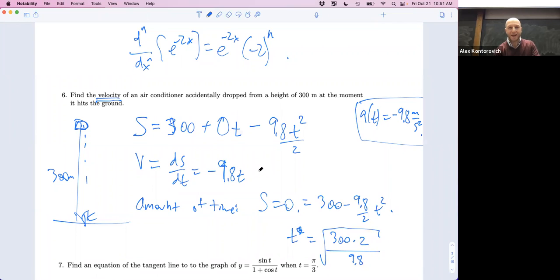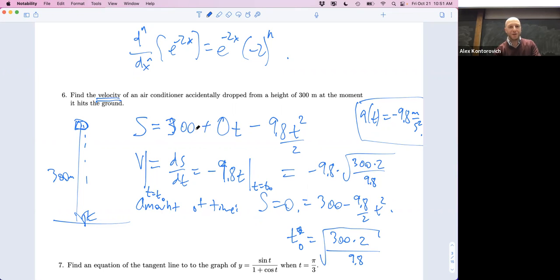And the velocity at that time. So that's the time, let's call that t0, the time when it hits the ground. So the velocity at time equal to t0 is equal to negative 9.8 times the time at which we hit the ground, 300 times 2 over 9.8. Okay, I've been sloppy with units.